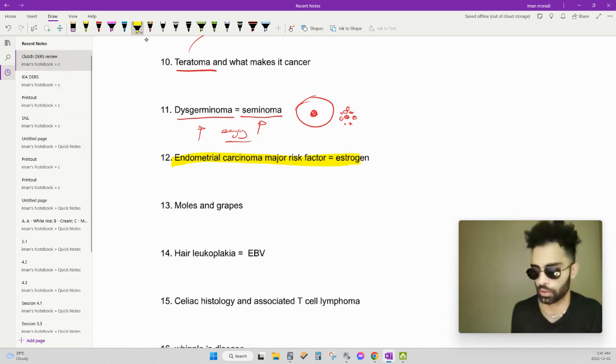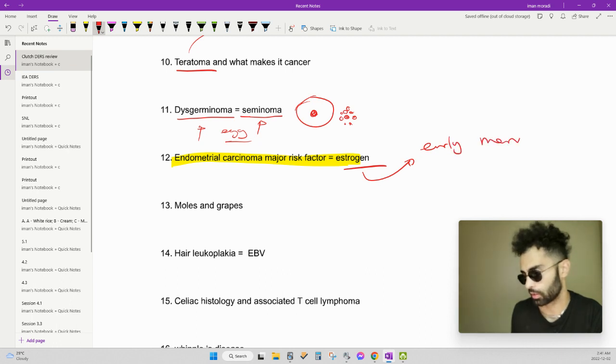Remember this: endometrial carcinoma, the most important risk factor is estrogen. But what gives you high estrogen? If you have early menarche, that means a child who's had her period early. Girls usually have their periods around 14, 15. If a child has hers around 10, that's a risk factor.